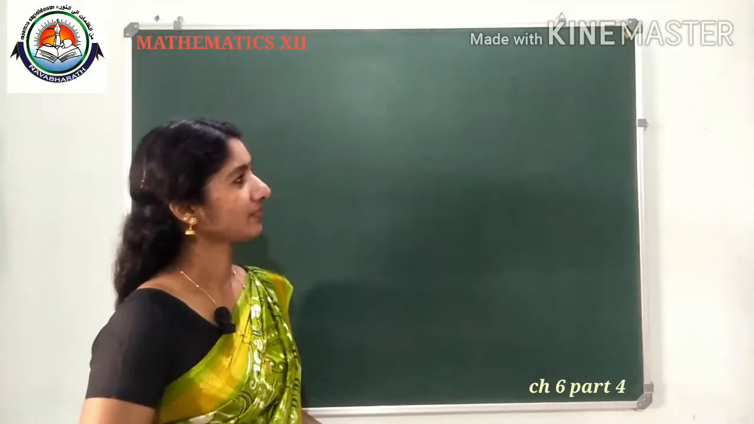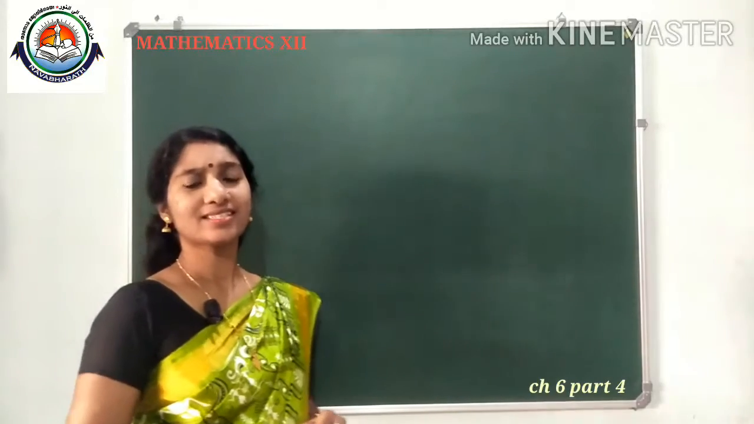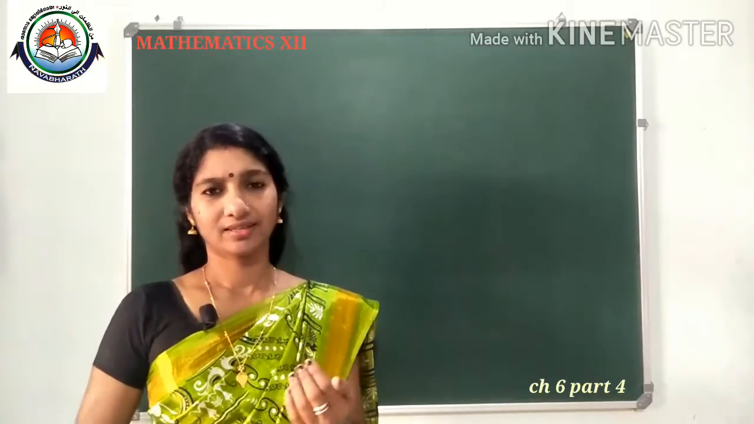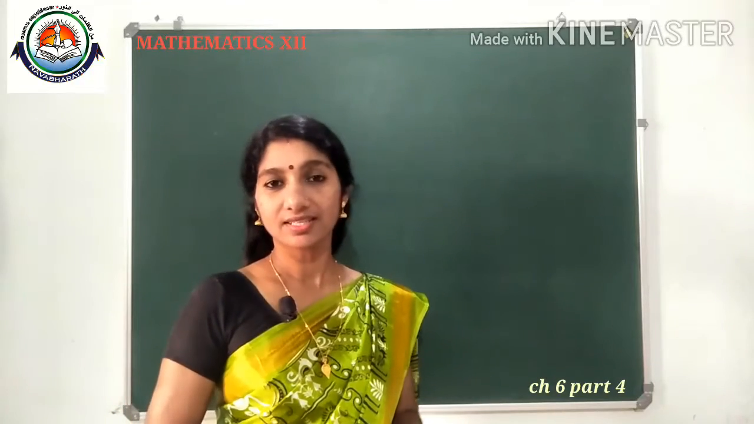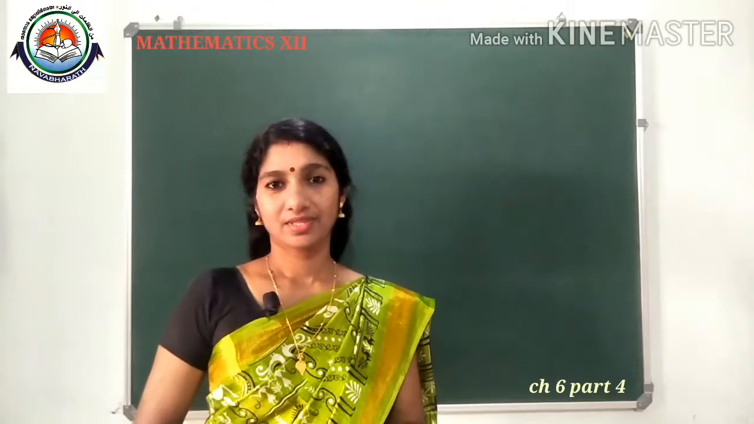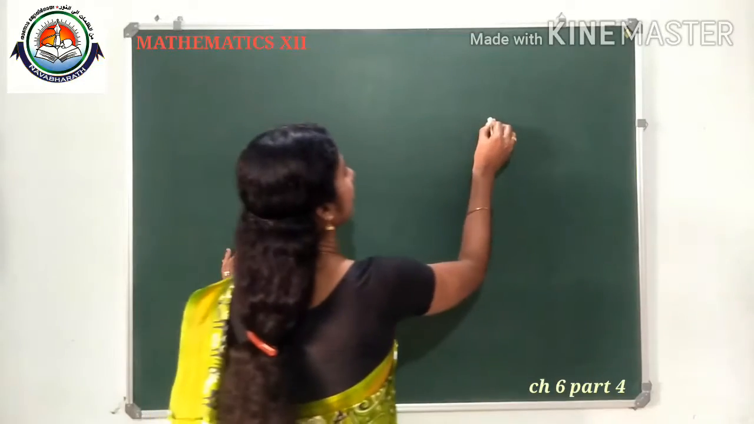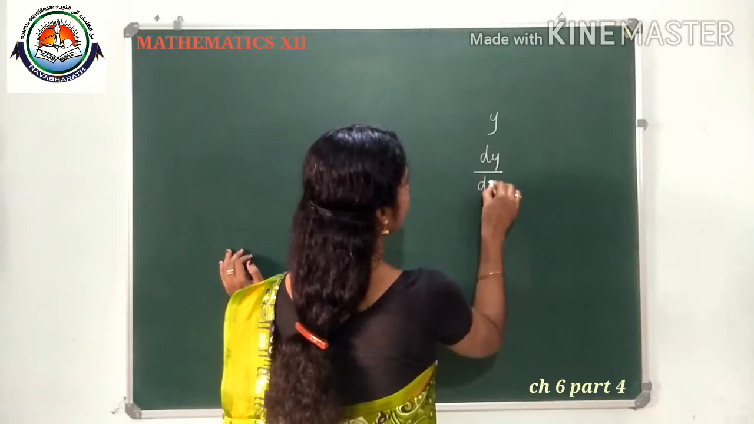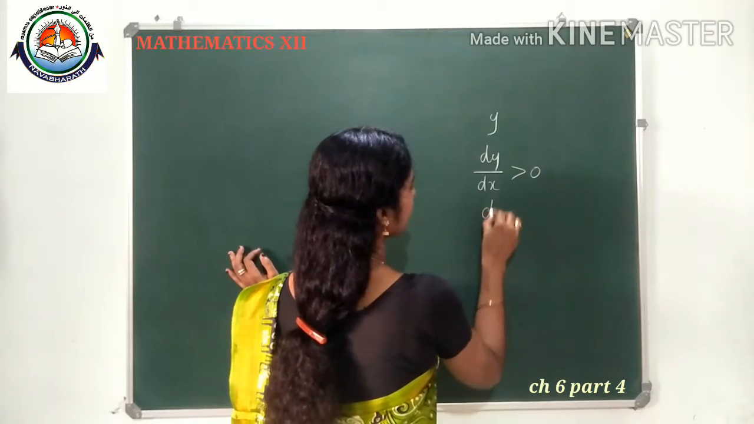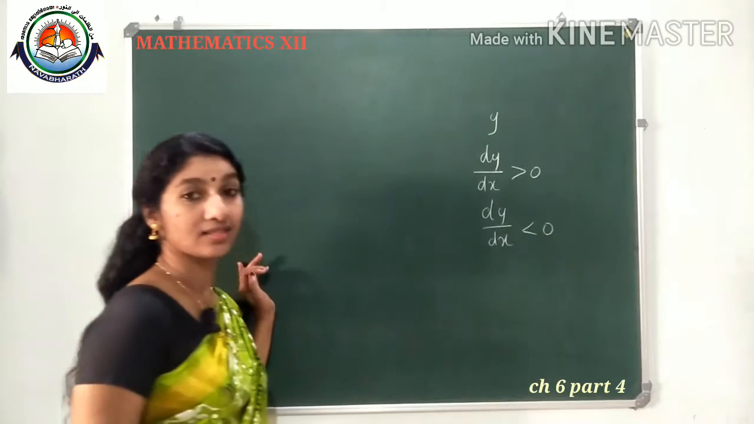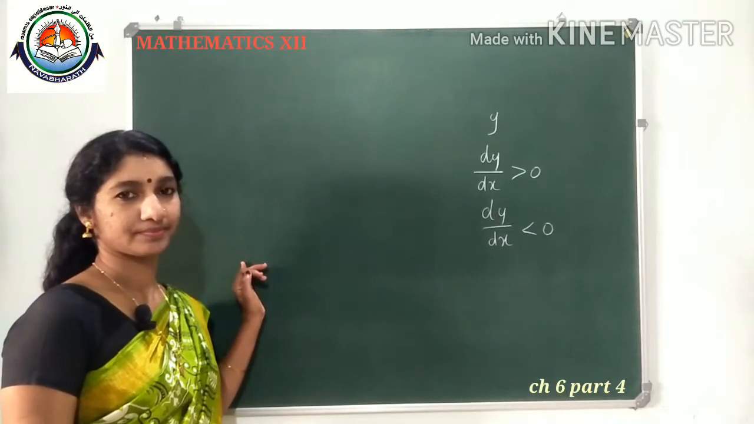Now, about increasing and decreasing functions. We said we can check whether a function is increasing or decreasing by using derivatives. For the curve y, if dy by dx is greater than 0, then it is increasing; if dy by dx is less than 0, then it is decreasing.